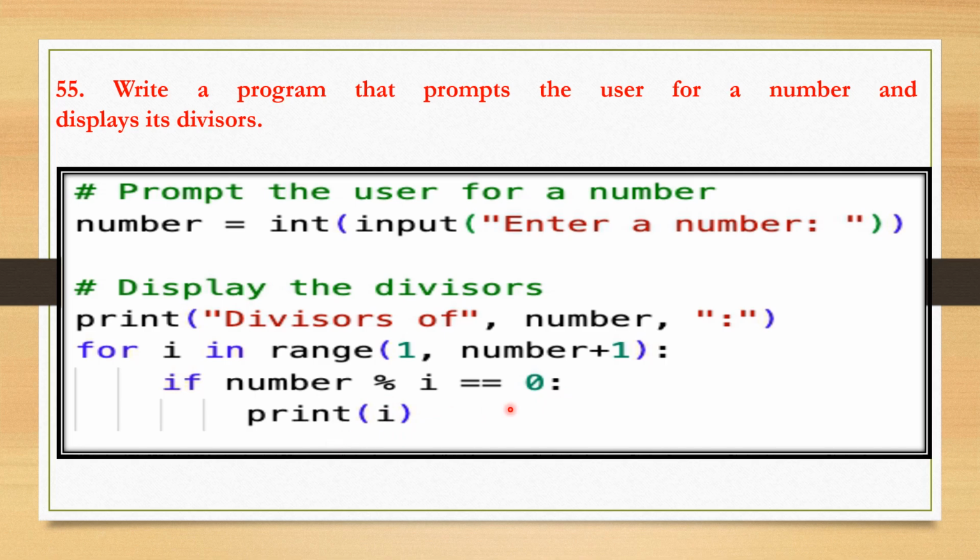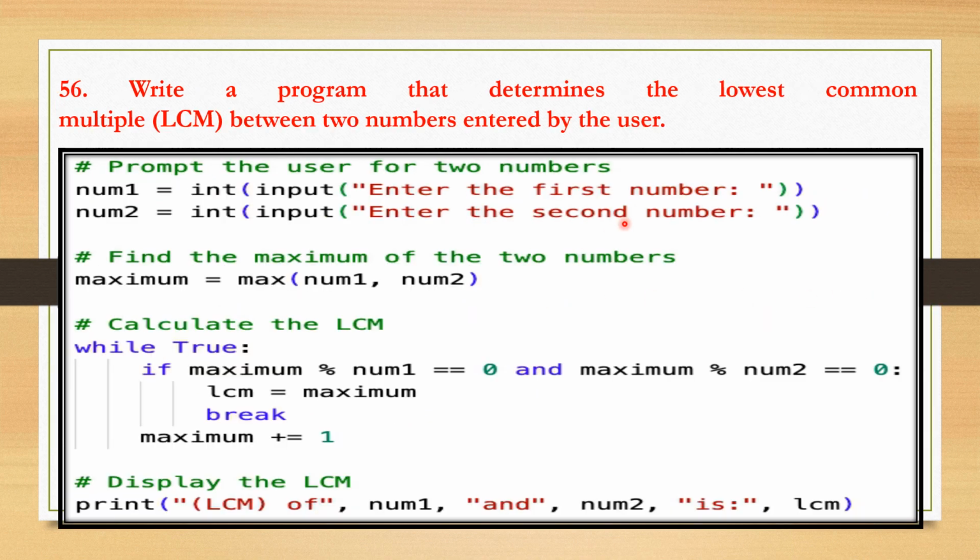And after iterating over all possible divisors, the program displays the divisors on separate lines. The next program is to determine the lowest common multiple between two numbers entered by the user. So for this, first prompt the user to enter two numbers using input functions, convert them to integers using the int function. The numbers are then assigned to the variables num1 and num2.